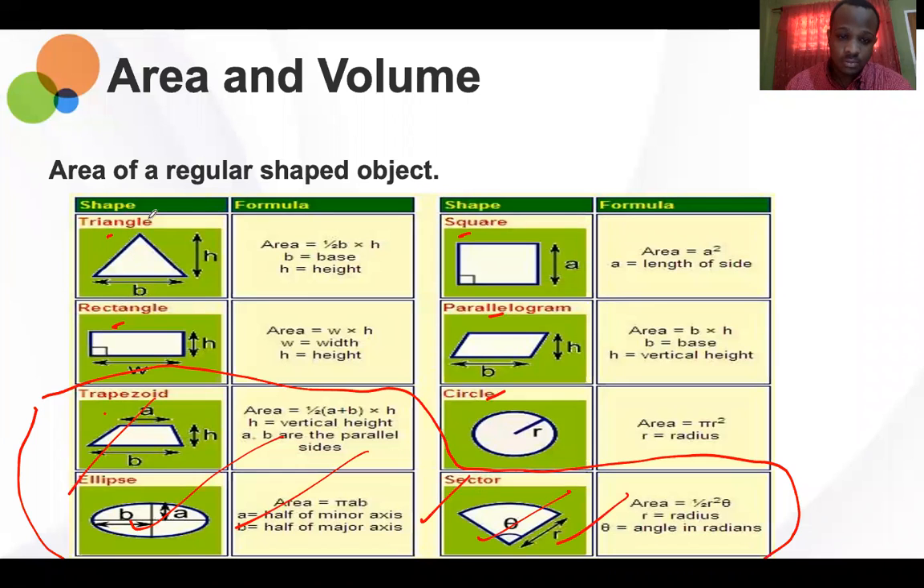But you need to be able to calculate the area of the triangle, the area of a rectangle, the area of our circle, and we need to be able to calculate the area of a parallelogram and the square. So, what is the formula for calculating the area of a triangle?